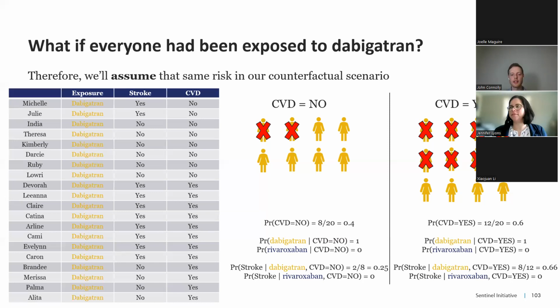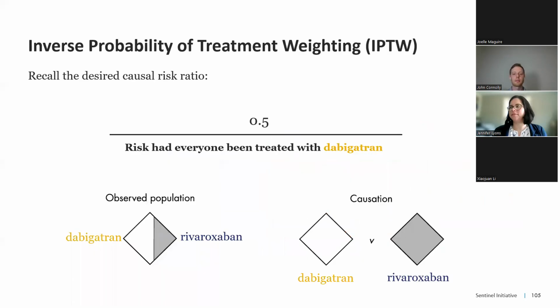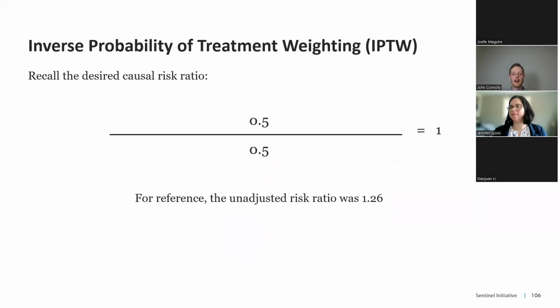So now that we've adjusted for cardiovascular disease, we can put the patient population back together again and answer the question from our denominator, which is the risk of stroke if everyone got dabigatran: 10 out of 20, or 50%. So going back to the causal risk ratio, now we can calculate it. Of course, it's a causal risk ratio of 1 in this example. And for reference, had we not performed IPTW and done this adjustment, we would have observed an unadjusted risk ratio of 1.26. So we've gotten rid of some upward confounding by cardiovascular disease status.